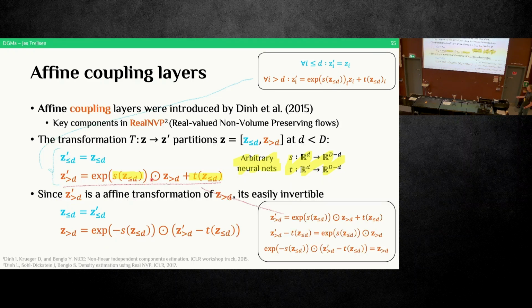So if I want to invert this formula right here, I subtract the translation on both sides. That gives me this equation: z prime minus the translation is equal to the exponential of the scale network multiplied by z_D, and then I divide by the scale on both sides. Dividing by the exponential just corresponds to saying minus the value inside. So I end up with this formula right here. So it's very easy to invert.